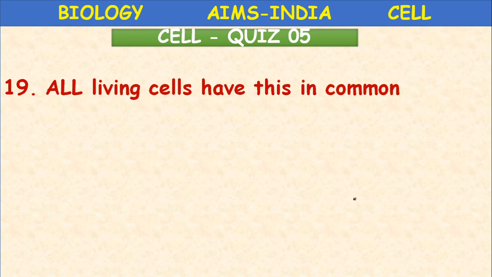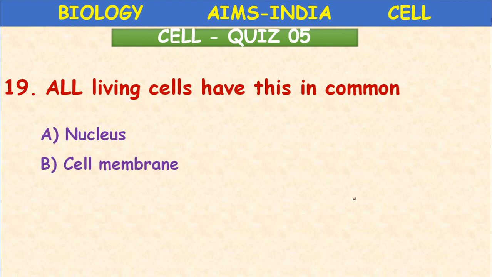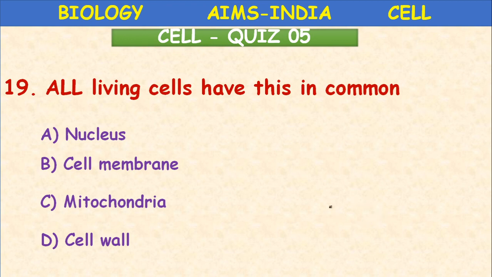All living cells have this in common: nucleus, cell membrane, mitochondria, cell wall. See, variety options are given. Here the answer is cell membrane. Nucleus may or may not be present; if it is a prokaryotic cell, nucleus is not present. Mitochondria may not be present in prokaryotic cells. If it is an animal cell, cell wall is not present. So you have to analyze the options. Cell membrane and cell wall are closely related. Cell membrane is the common structure, whether prokaryotic or eukaryotic. In any living cell, cell membrane is present.